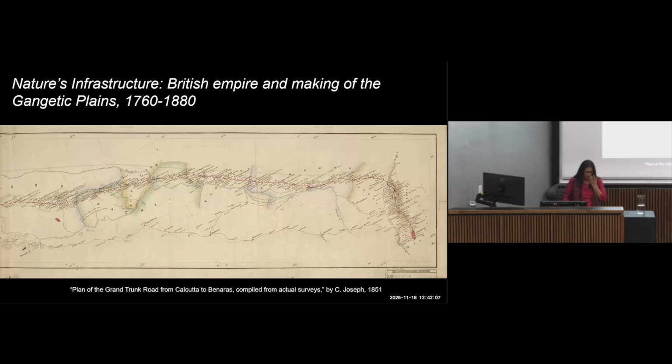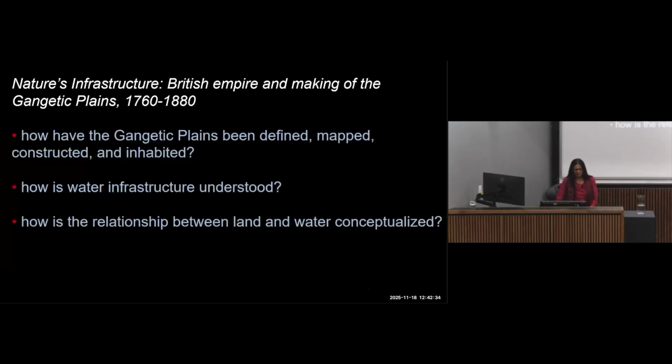But as any map, it shows some information. It doesn't show others. It just enhances the infrastructural network. This is Britain's infrastructural control of the Gangetic Plains. And the Grand Trunk Road actually predates the British intervention. It's a Mughal road, which was redone to serve colonial goals and imperatives. So I wanted to take this apart a bit.